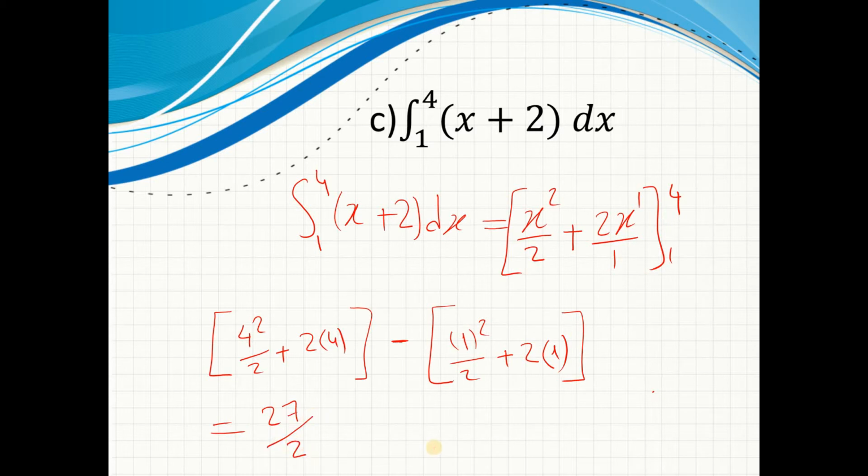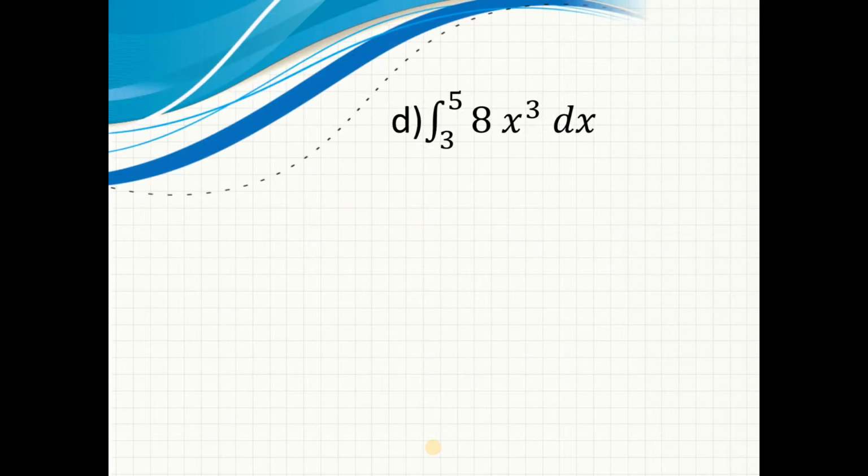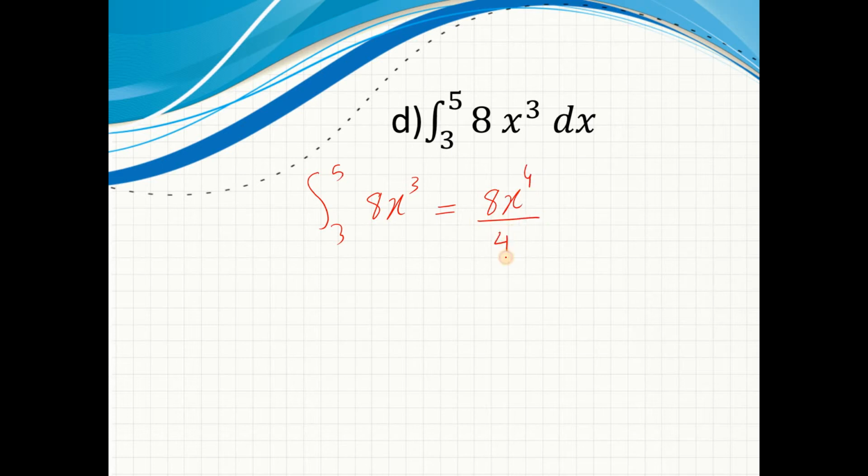Another one. Exercise number D. Integrate from 3 to 5, 8x power 3 with respect to x, dx. The integration from 3 to 5 of 8x power 3. Add 1 to the power, 8x power 4, and divide by the new power, from 3 to 5. Simplest form, 8 divided by 4 is 2x power 4 from 3 to 5.